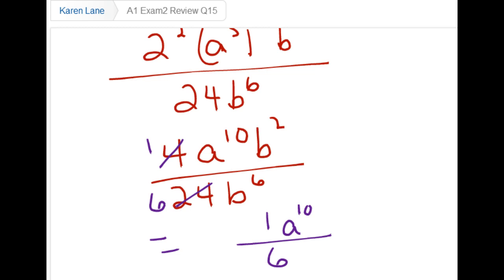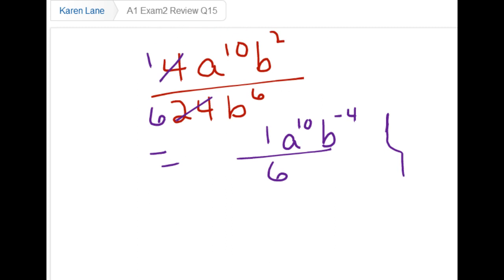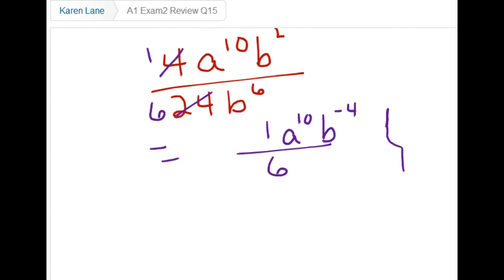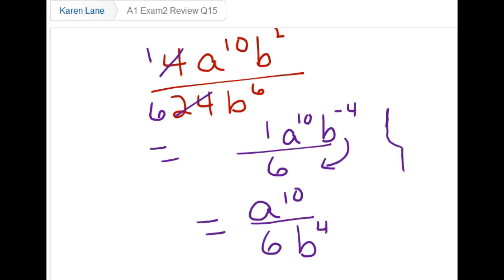B squared over b to the 6th, when you subtract, you divide powers. So 2 minus 4 is b to the negative 4th. But now remember that when you have a negative exponent, that means the base belongs in the other part of the fraction. So it's a to the 10th over 6. We'll move our b down to the bottom, and now it becomes positive 4. So a to the 10th over 6b to the 4th.